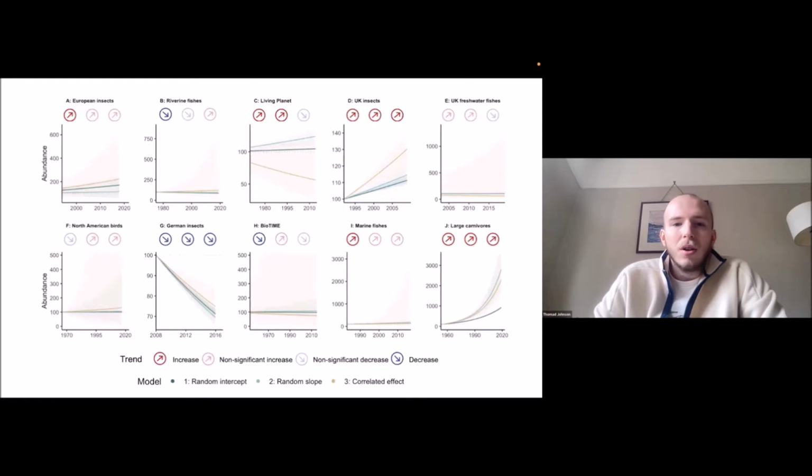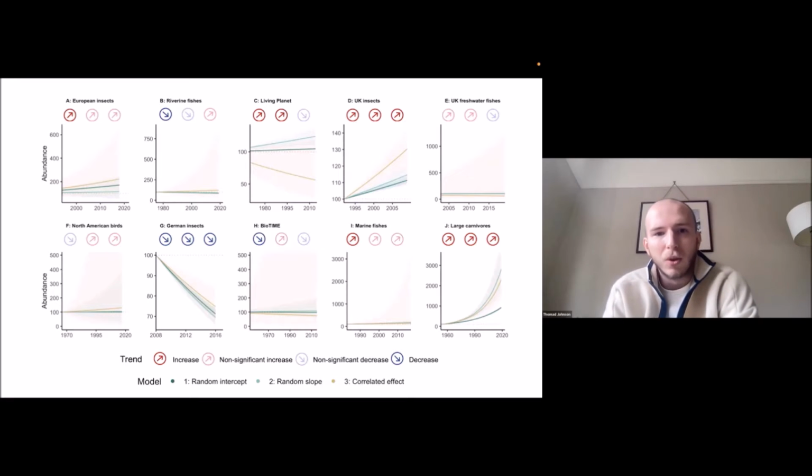And so we decided to try and test these different model structures across 10 high-profile biodiversity data sets. Some of these I'm sure you'll recognize. Top in the middle, we've got Living Planet, bottom in the middle, we've got Biotime, and we've got the North American Breeding Bird Survey on the bottom left. These are really high-profile data sets describing millions of abundances for tens of thousands of populations, locations, and species.